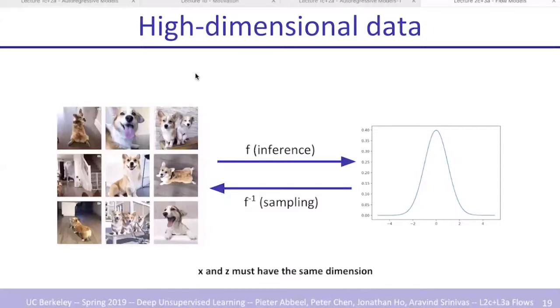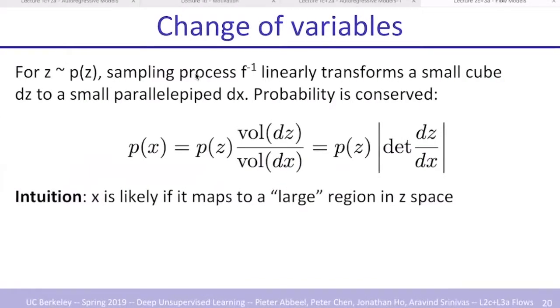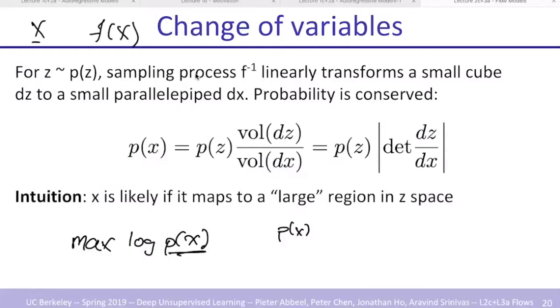The second problem is that when we are training this particular model, we're going to do maximum likelihood, right? So what we're going to do is maximize the log of P of X. But what is this P of X? P of X is actually going to be a change of variable from Z. Imagine you have X, and imagine you have F of X, and you know the distribution of F of X, a known distribution. How do you get the distribution of X? How do you get P of X? Suppose we know P of F of X. How do we get P of X?